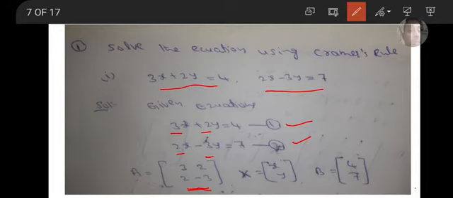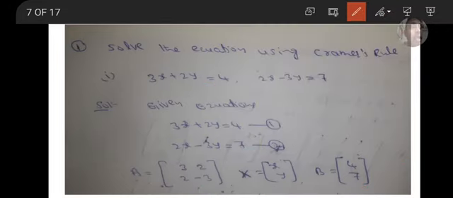3, 2, 2, minus 3 is the matrix A. And the variable matrix is x and y, only two variables. And the constant matrix B. What are the constants? 4 comma 7. It must be on the RHS. If it is on the LHS, you have to bring the constant to the RHS. Then only you write the constant matrix B equal to 4 by 7.